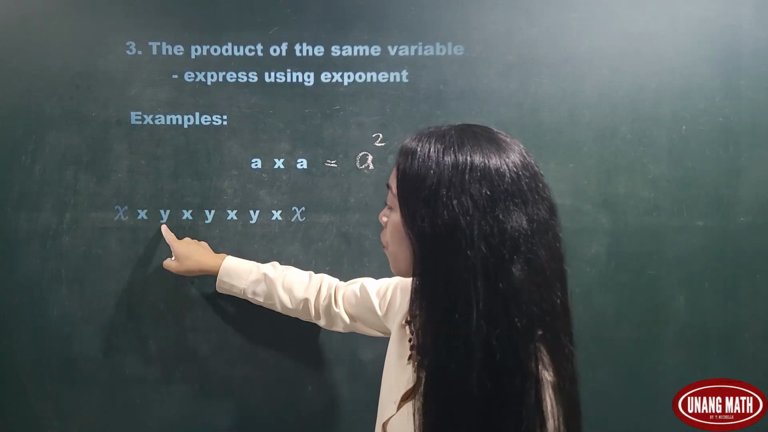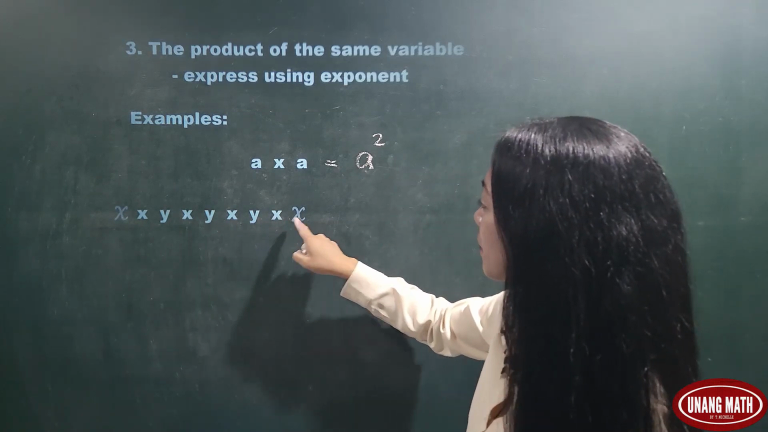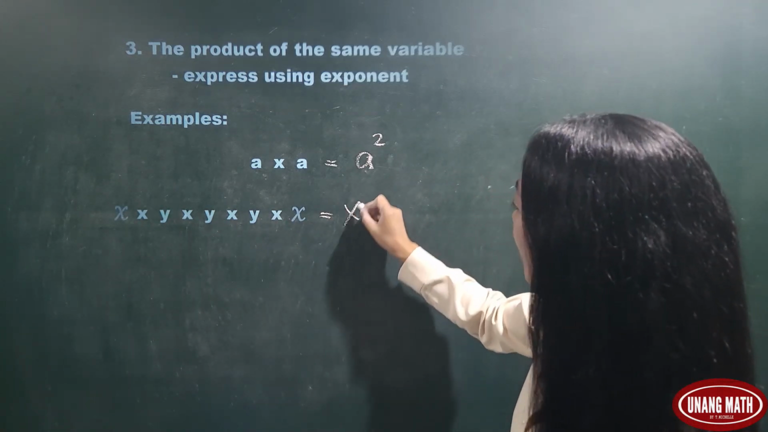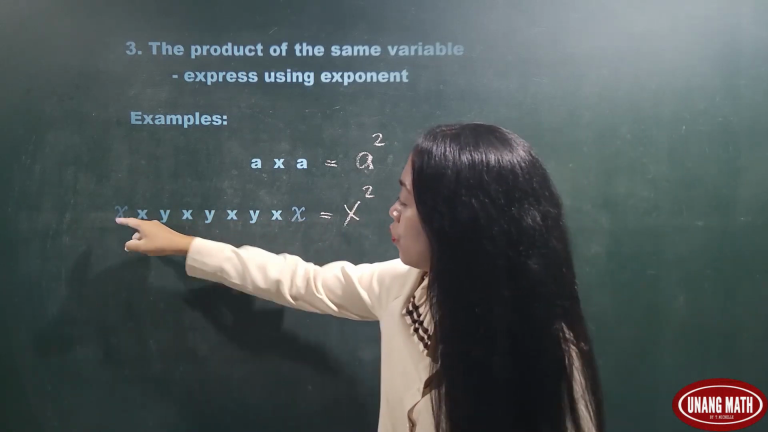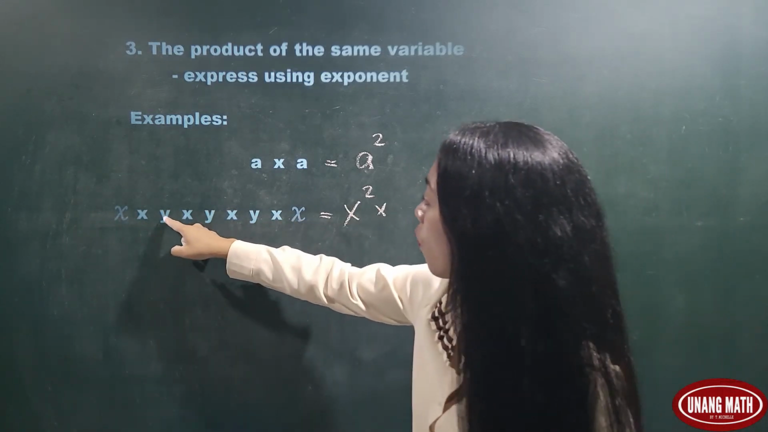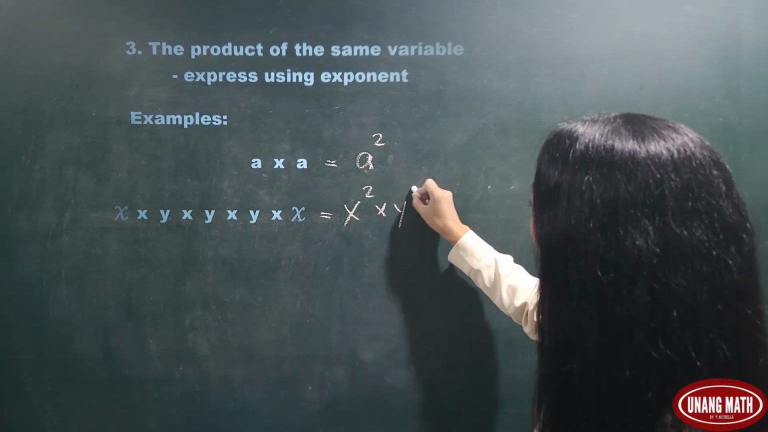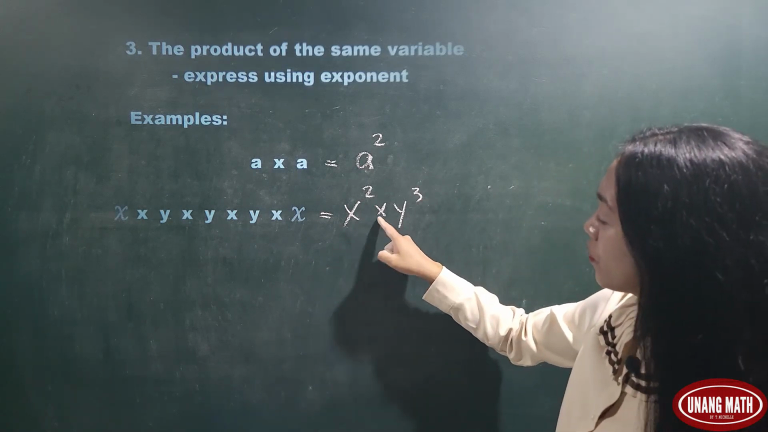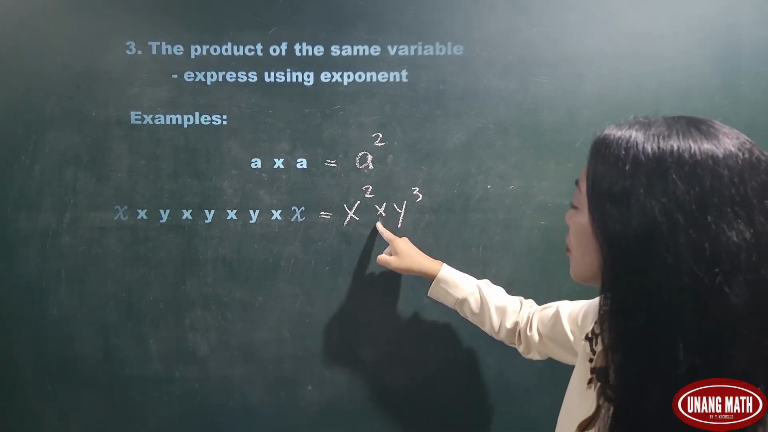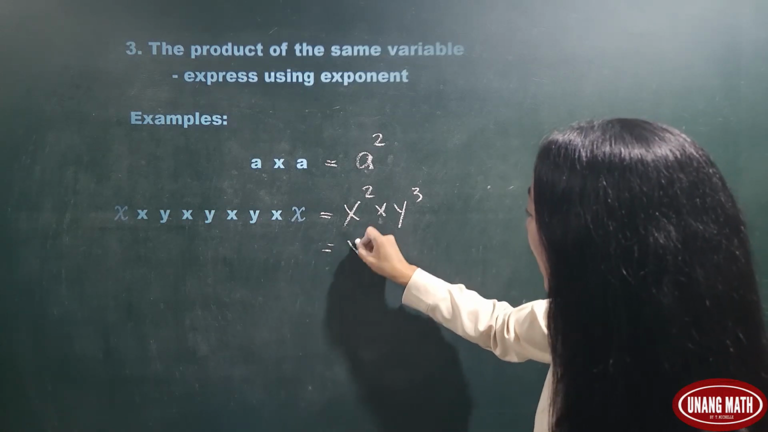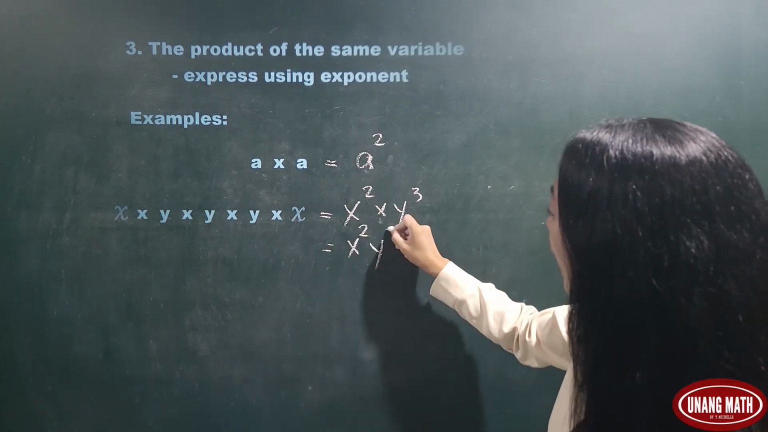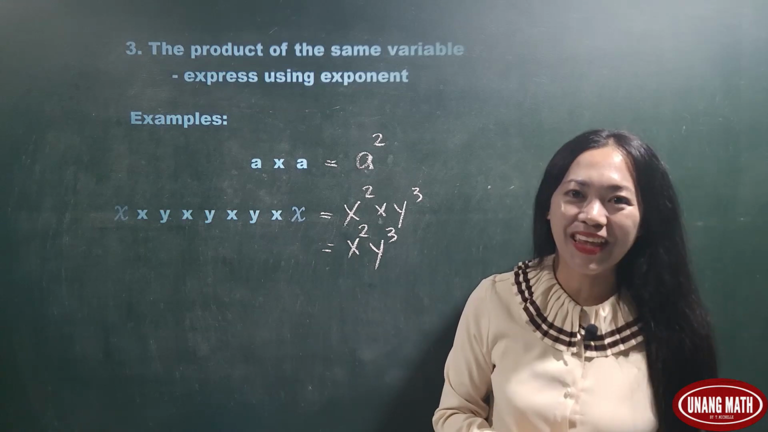How about x times y times y times y times x? So this is x raised to the power of 2 times y raised to the power of 3. Let's go back to the rule. We can just remove the multiplication sign here. So it's x squared y raised to the power of 3.